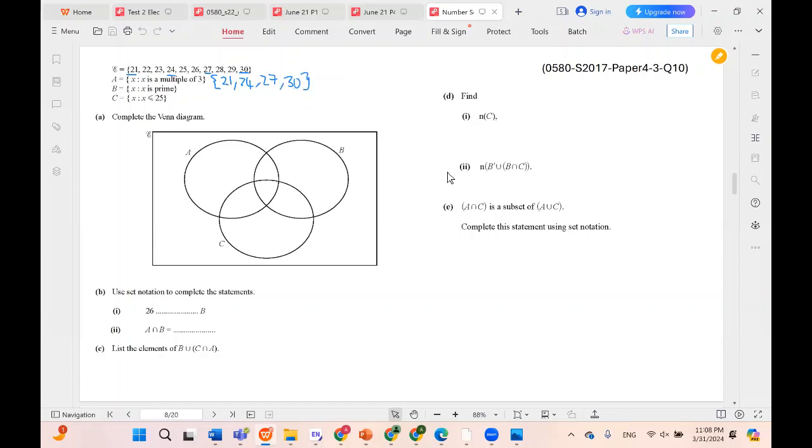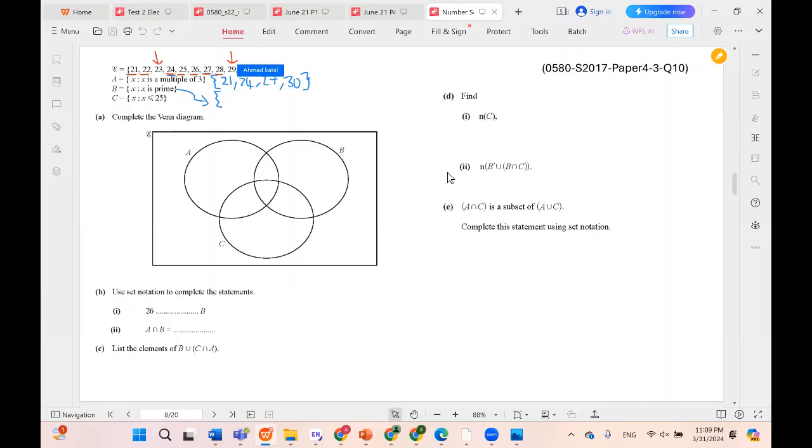B is the set of prime numbers. So any even number is not prime, of course. So 22, 24, 26, 28, and 30 are not prime numbers. Any multiple of 3 is also not a prime number because it's divisible by 3. Any multiple of 5 would not be a prime number as well. So 25 is out. So we are left with 23 and 29.